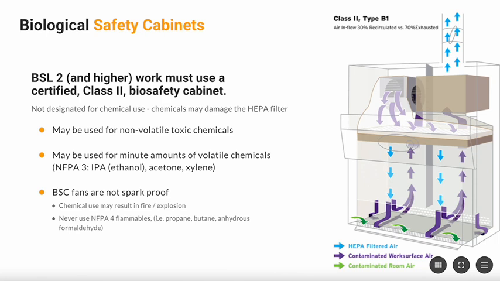BSCs may also be used for non-volatile toxic chemicals and minute amounts of volatile chemicals, such as isopropyl alcohol, IPA, acetone, and xylene, but it's important to keep in mind that the fans used in BSCs are not spark-proof and the use of certain chemicals could result in a fire or explosion. It's also important to note that using flammable chemicals like propane, butane, or anhydrous formaldehyde is not recommended.